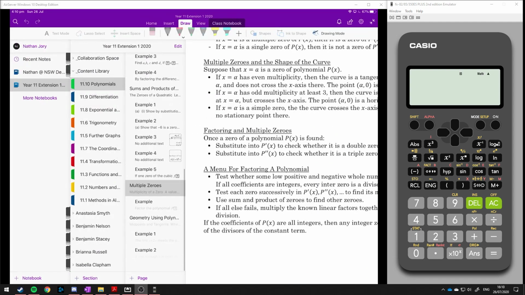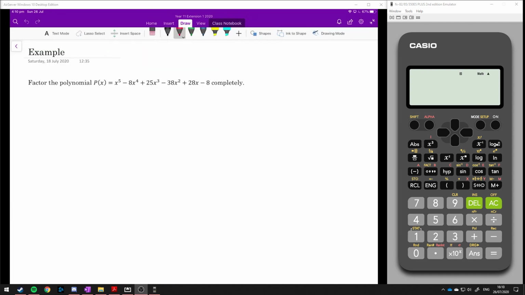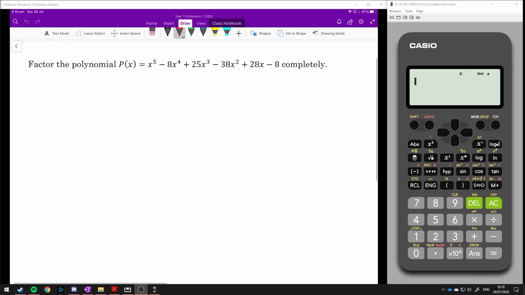The example I'm going to do is right here. We're going to factor the polynomial p of x is equal to x to the power 5 minus 8x to the power 4 plus 25x cubed minus and so on. We essentially want to factorize this one. So we're going to go through that checklist that we had before. The first item on the checklist was to test some numbers. So let's just test some numbers.